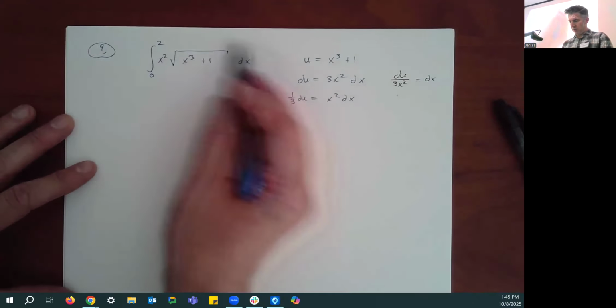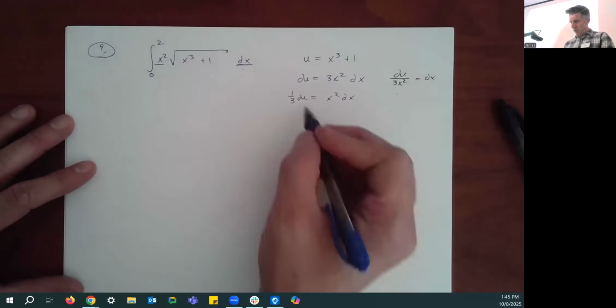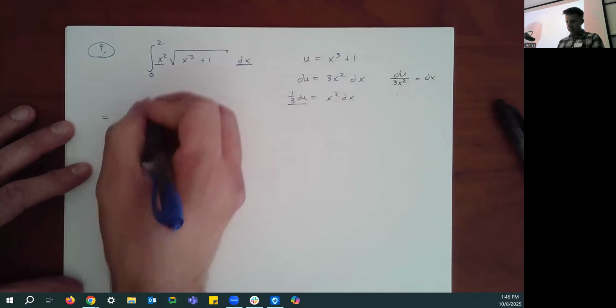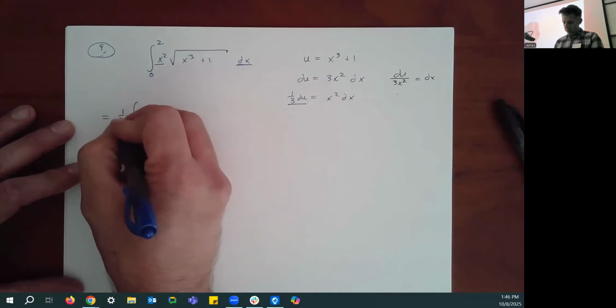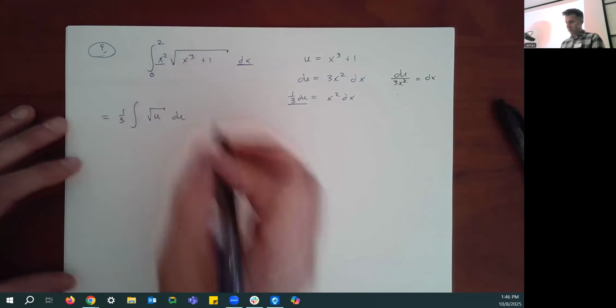Okay, so I'm going to rewrite this integral. My dx times x squared is going to be my 1/3 du. So I'm going to rewrite this as the integral of, hold off on the limits of integration, 1/3 times du, and here I have the square root of u.